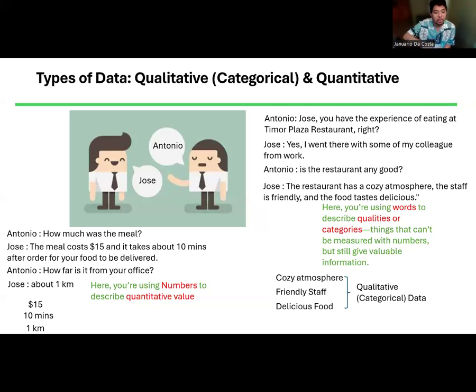Now, these are quantitative values, things that can be measured or things that can be counted. That is what you call quantitative data. Okay, understand? Qualitative or categorical data is to describe the qualities or categories of something. Quantitative data is using numbers to describe a quantitative value, numbers or the things that you can measure. Okay, understand? Questions?